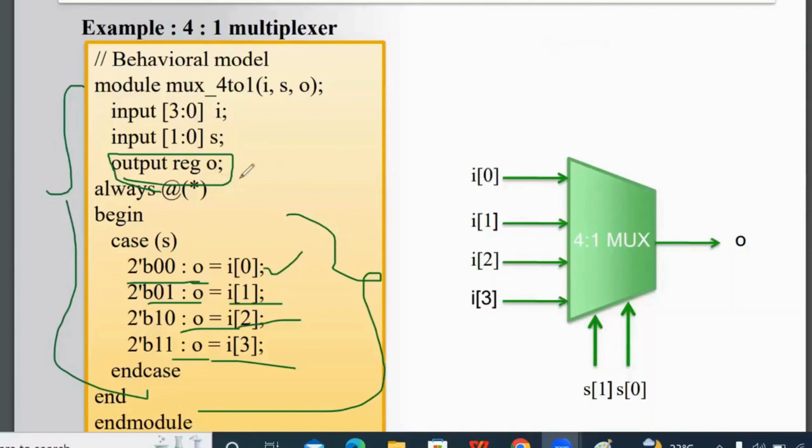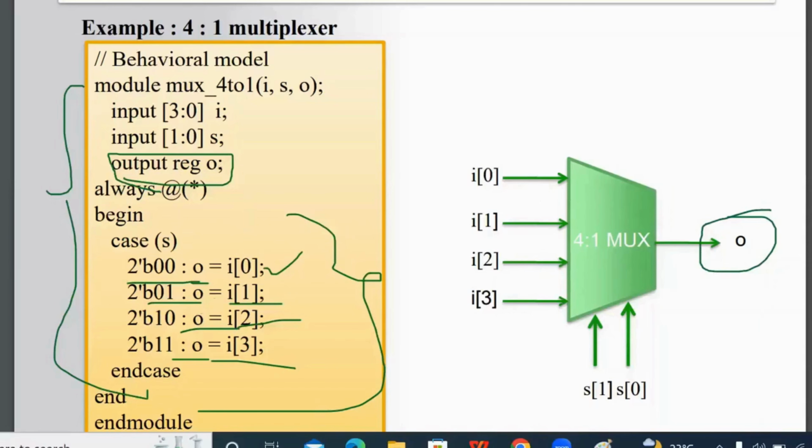Which means it stores and holds the value, right? Wire means it will continually assign the value from some other element. Okay. But here there is no need to store the value in the output, right? Then why are we using the reg data type? No idea. Okay, why?